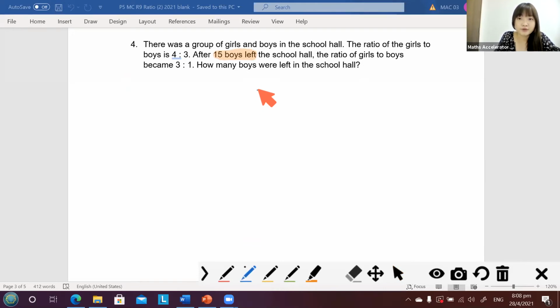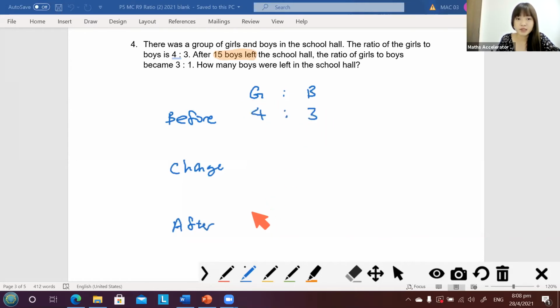So we have girls to boys. Remember, go according to the question. If they say girls first, it's girls first, then boys. Then we have before, leave some space, change, leave some space, and after. So that will be 4 to 3. In the end, it will be 3 to 1. As for the change, 15 boys left. If you leave the hall, you're going to get lesser boys. So subtract the 15 away.